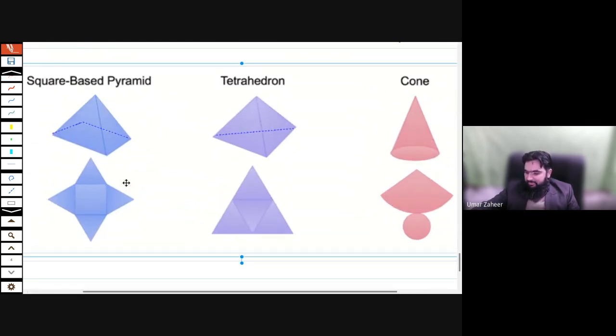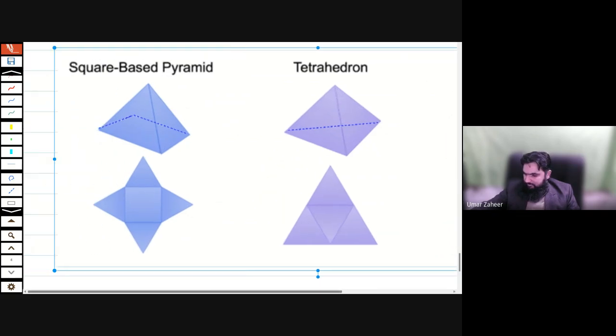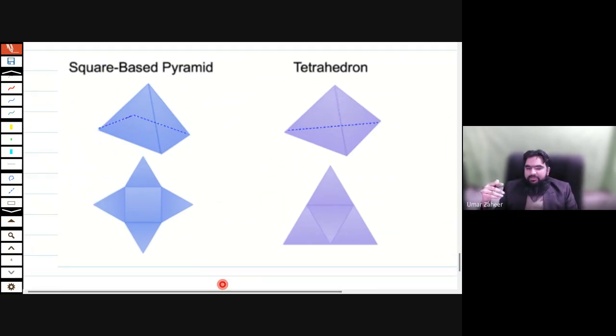Now we have a pyramid. Now look here, pyramid. I told you we have different types of pyramid: a square base, a rectangular base, or any other one. So here we have a square base. Square base means the length and the width are going to be exactly equal. Means if it is L, it is going to be L as well.